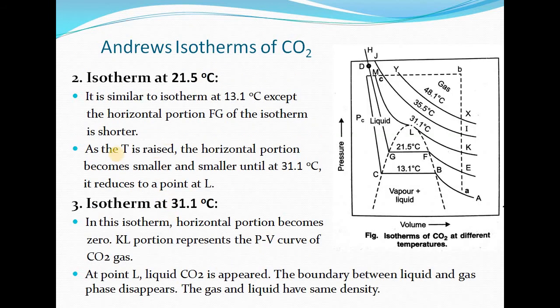Now moving on to the next curve, EFGH at 25 degrees Celsius. What we can see from this figure is that as we increase the temperature from 13.1 to 21.5 degrees Celsius, the horizontal portion changes from BC to FG. This is smaller as compared to BC. So the horizontal portion decreases with increase in temperature.